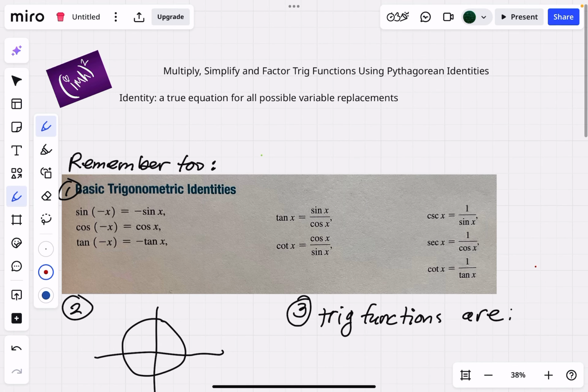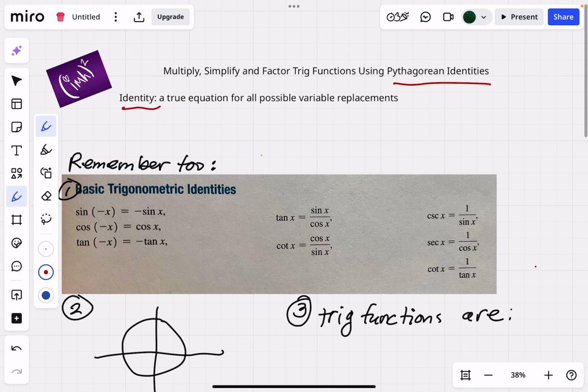Okay, hi everyone. The topic of this video is to multiply and simplify trig functions, specifically using the Pythagorean identities, which we'll go over in just a moment. Before we do that, let's review what it means to be an identity in math in general.